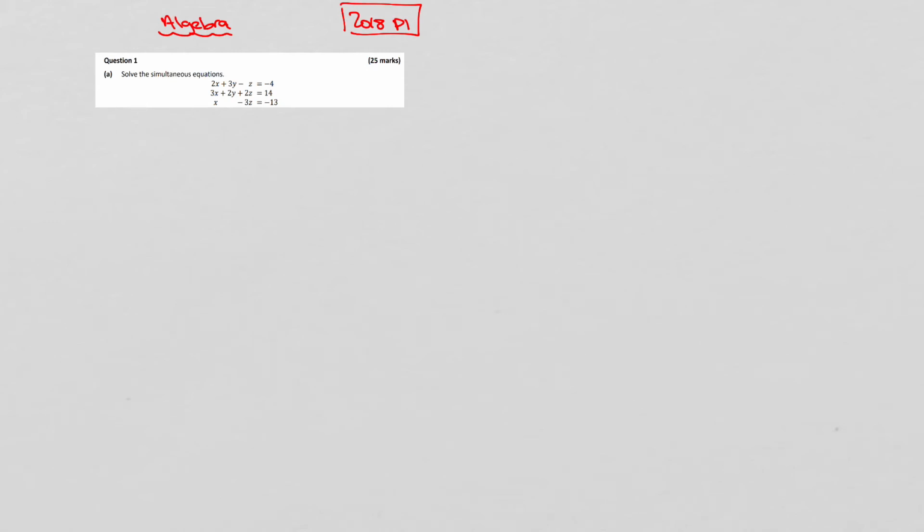2018 paper 1. So here we have an algebra question where we're looking to solve the simultaneous equations. So with all our simultaneous equations, the first thing we always do is call them equation 1, 2 and 3. And then we look at which variable we want to eliminate first. So taking one variable at a time.